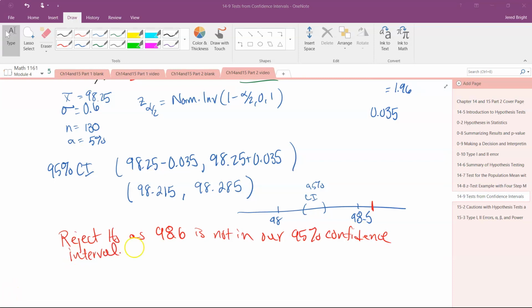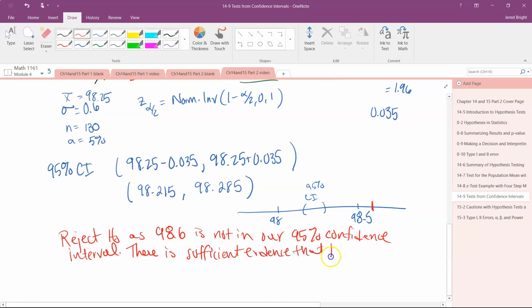And then consequently, we say that there is sufficient evidence that the mean body temperature is not 98.6 degrees Fahrenheit. And we're done.